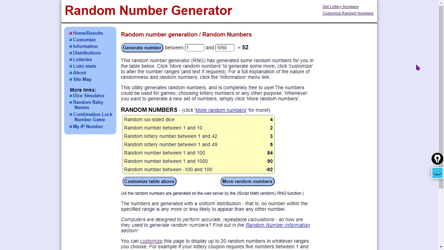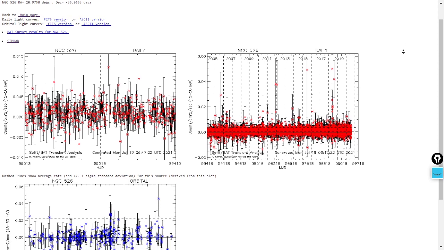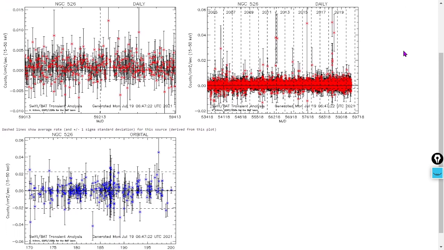Today's random number is 52, which coincides with galaxy NGC 526, which is a Seyfert 1.5 type of active galactic nucleus. Here are the X-ray transient outputs from it. Up in the upper right, you can see the 16-year chart. It did have a strong outburst here in 2018, it looks like. And in the lower left, you can see the 30-day chart, the X-ray outputs of galaxy NGC 526.